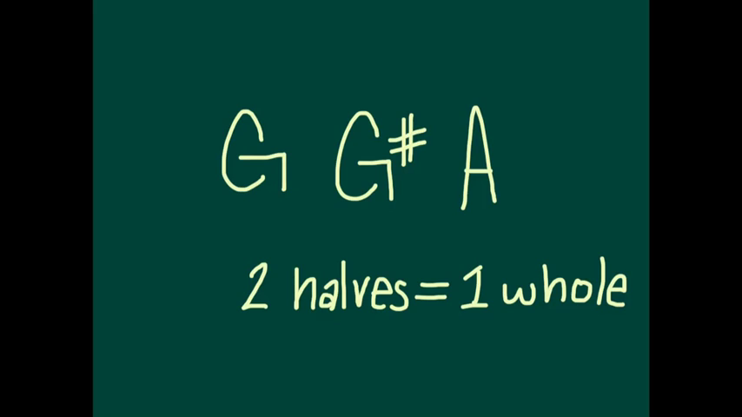If we continue to think about this logically, it makes sense that two half steps equal one whole step. Using this knowledge, we can find a whole step within these three notes. G to A is one whole step. Don't play G sharp in between. Just G to A is equal to a whole step.